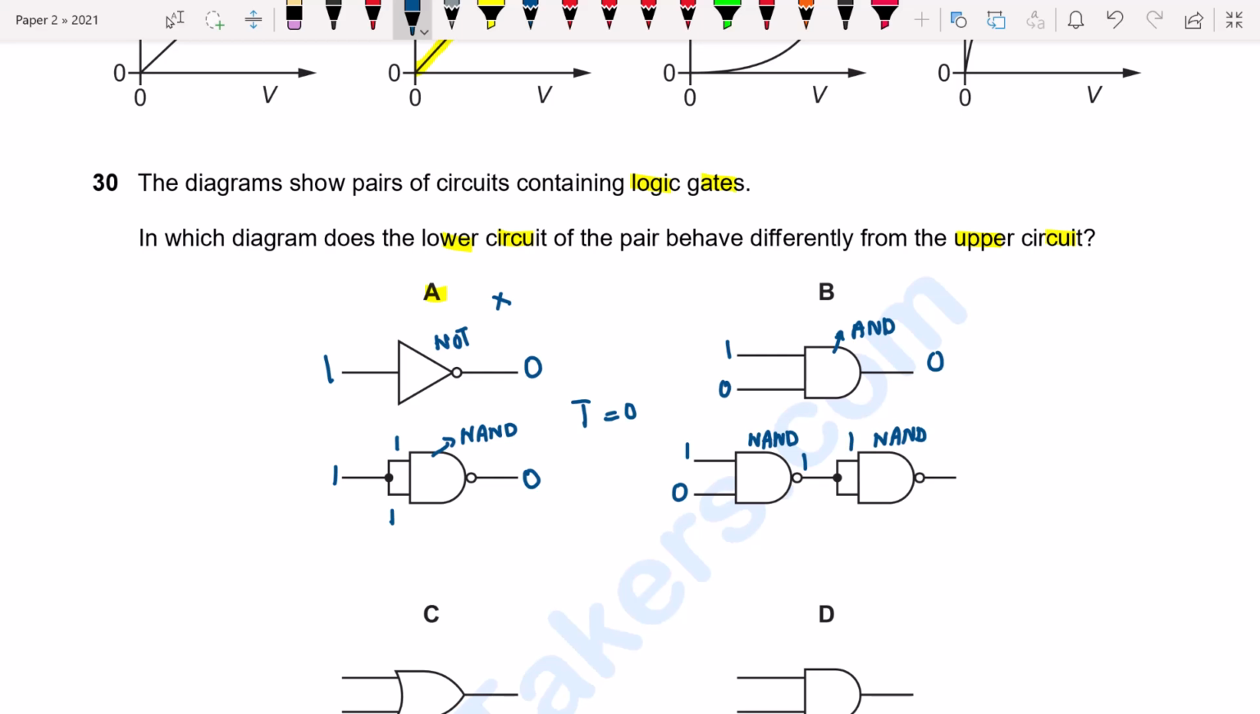The input of the next NAND gate will be 1 and 1. By applying the AND gate, it gives the output 1. And by applying the NOT gate, it changes into 0. So the output will be 0. Both of these are the same. So option B is also incorrect.